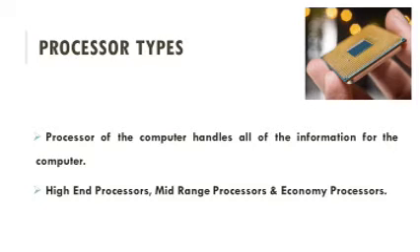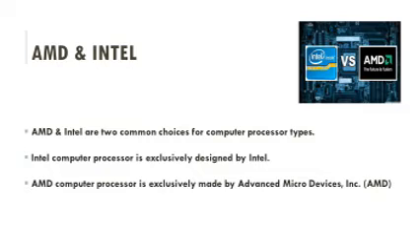The processor is a very important aspect of computer hardware, in which all the performance and the speed are based on the processor of the computer. So we have to choose a very specific type of processor when we are looking for a computer. We have two major companies that provide different kinds of processors. They are AMD and Intel.